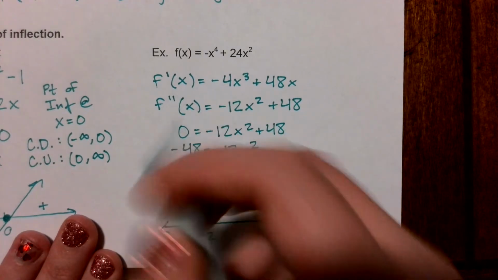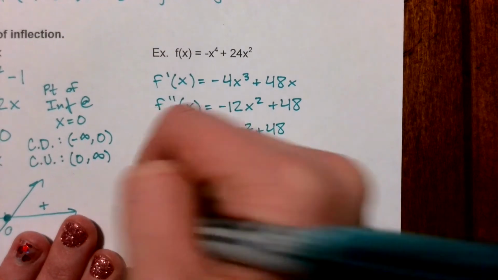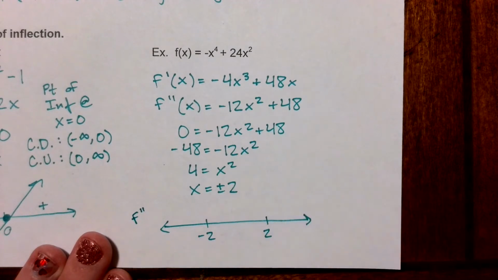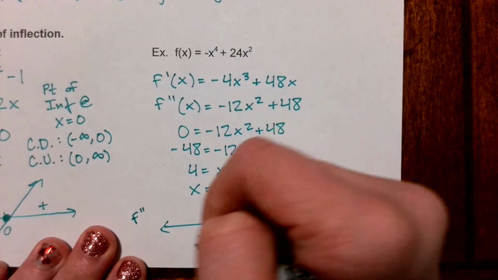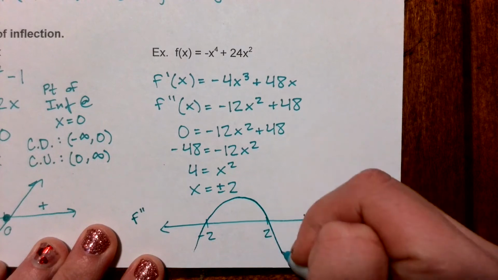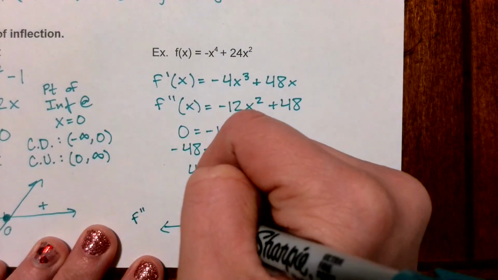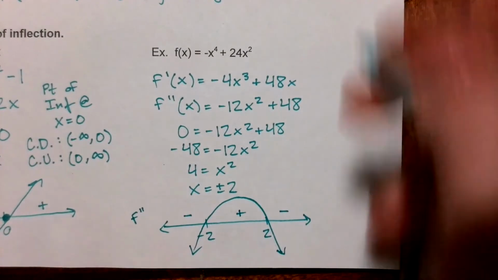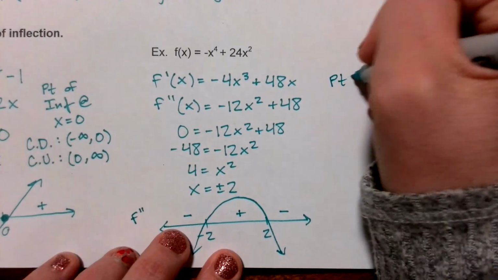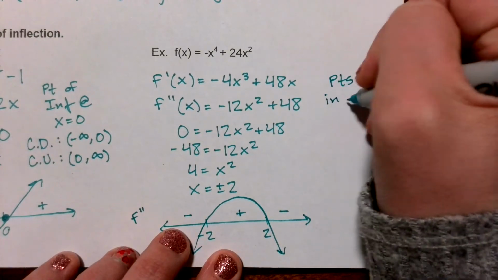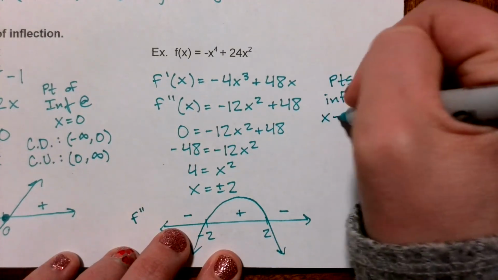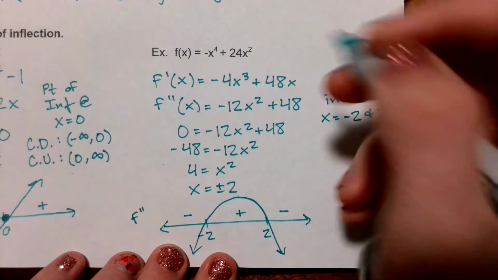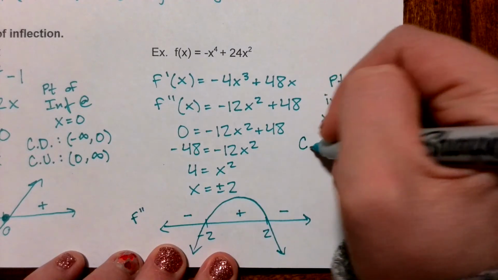So again, going back to my f double prime, the easiest way to see where it's above and below, or if it crosses, is to look at this function and see that it's a parabola, it's facing down. So I'll look something like this. My f double prime is below and then above and then below. So I do have 2 points of inflection here, -2 and 2.